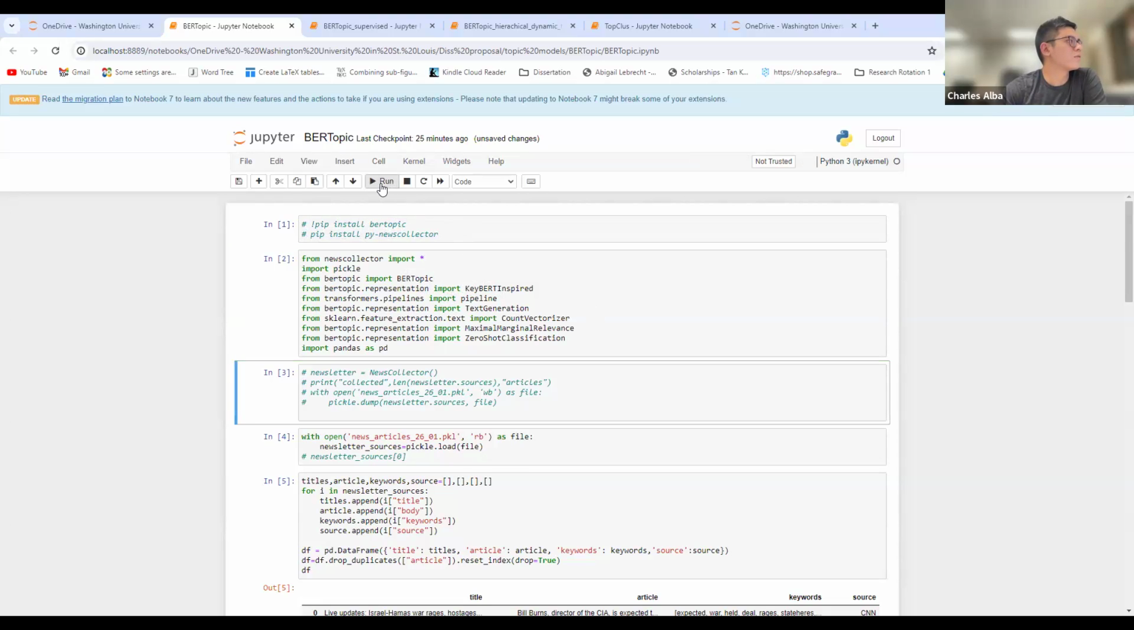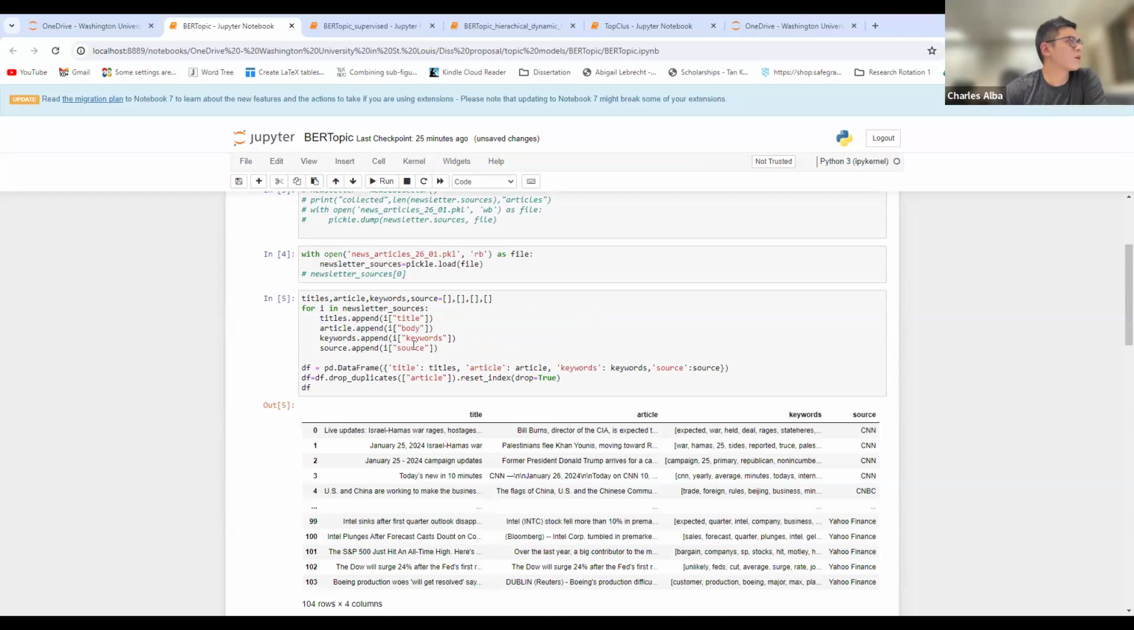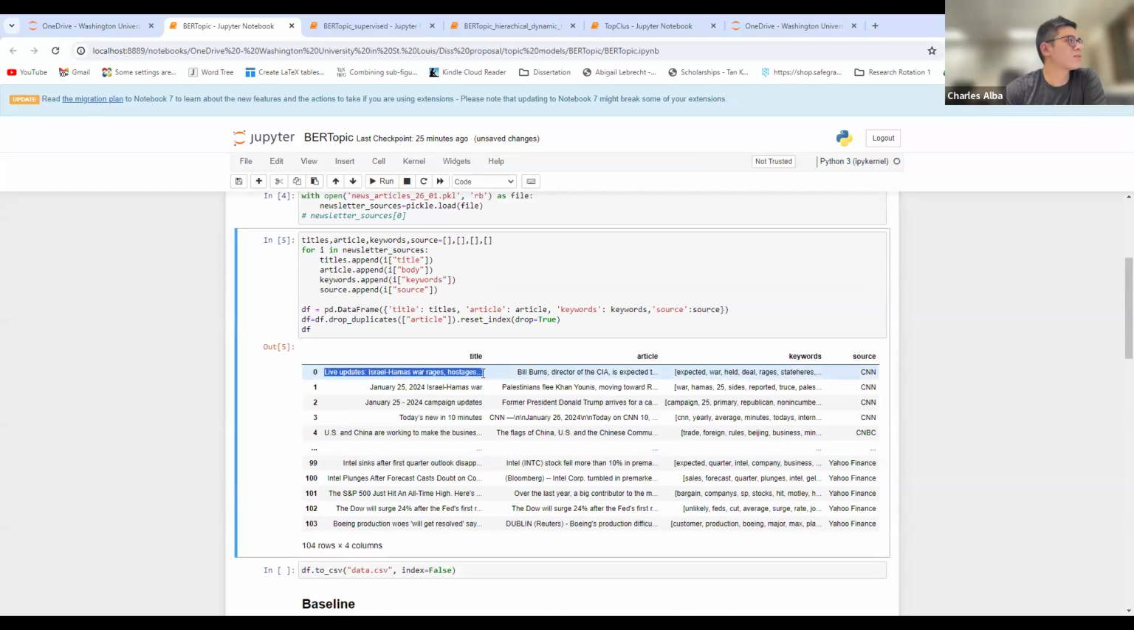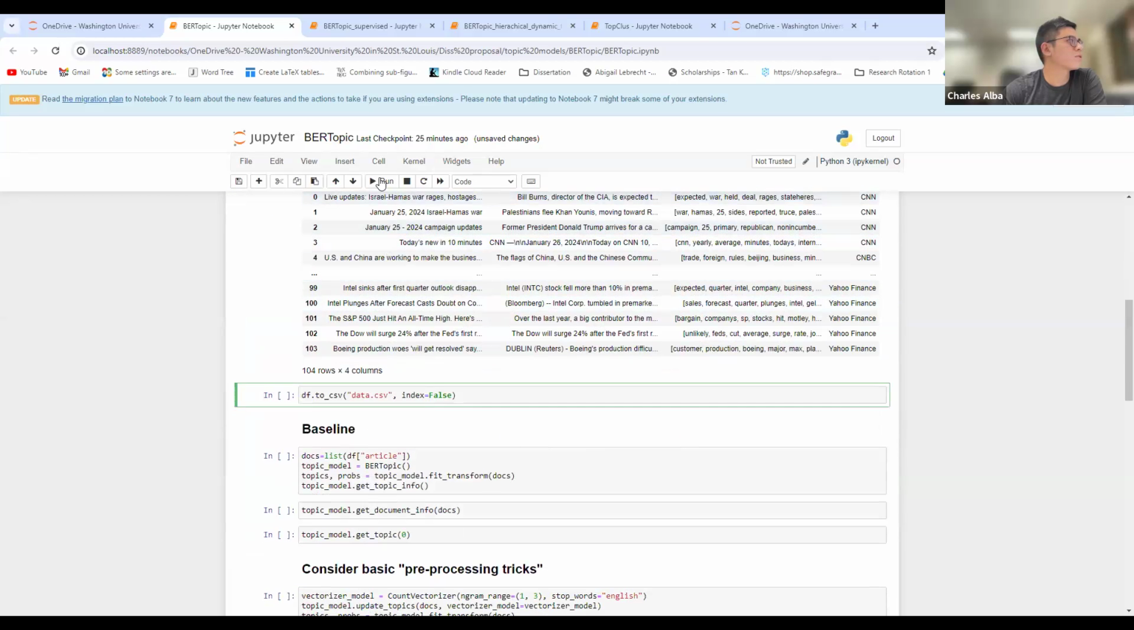Right. And then very simple, right? You just download it. Okay. So this is how my data looks like. I have titles, I have the articles, and I have keywords, and I have a source here, right? So let me just read my data. Okay, my data. So this is just the baseline, right? That means you're just performing with all the default parameters, right?